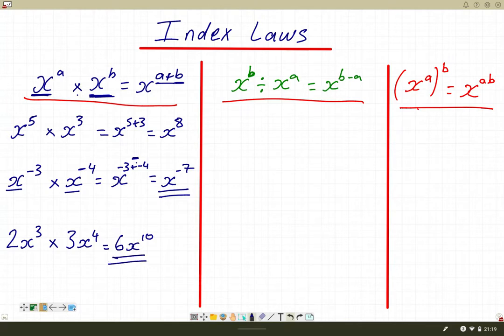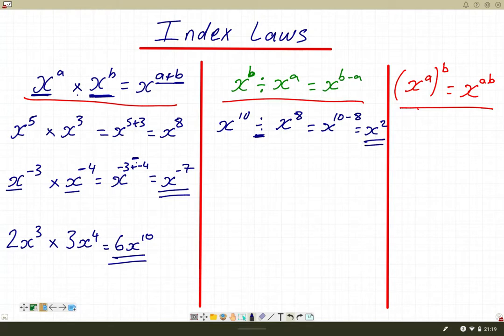So when you divide and the base is the same, you subtract. So if I have x to the power of 10 divided by x to the power of 8, I take away because it says divide, and I get an answer of x to the power of 2.